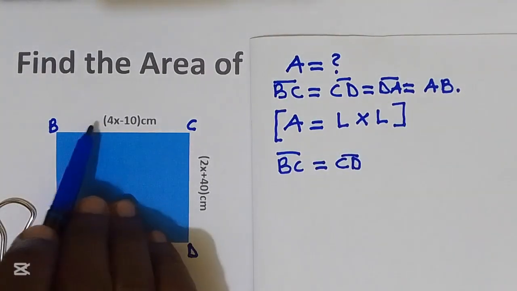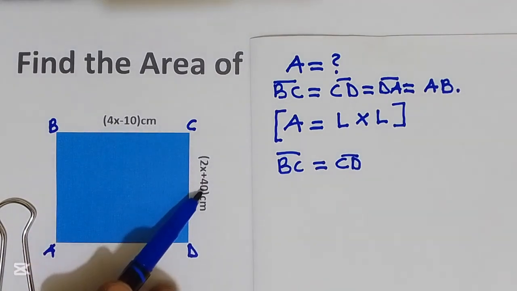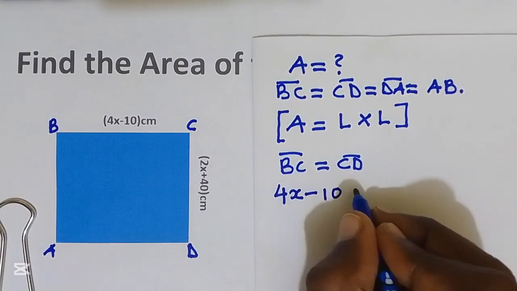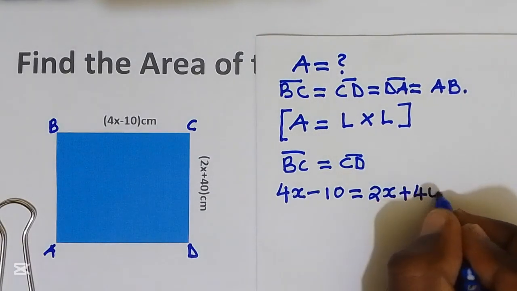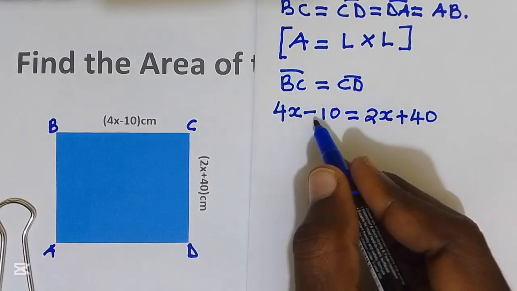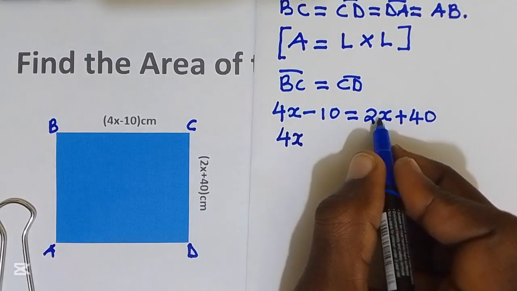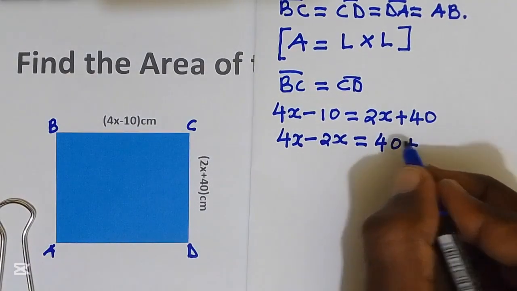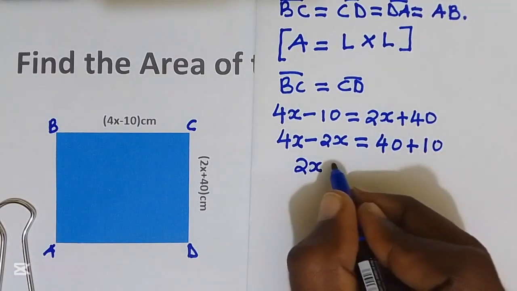That means 4x minus 10 is equal to 2x plus 40. From here, let's find the value of x. Bring 2x to the left hand side and minus 10 to the right hand side. That is going to be 4x minus 2x is equal to 40 plus 10. That is 2x is equal to 50.